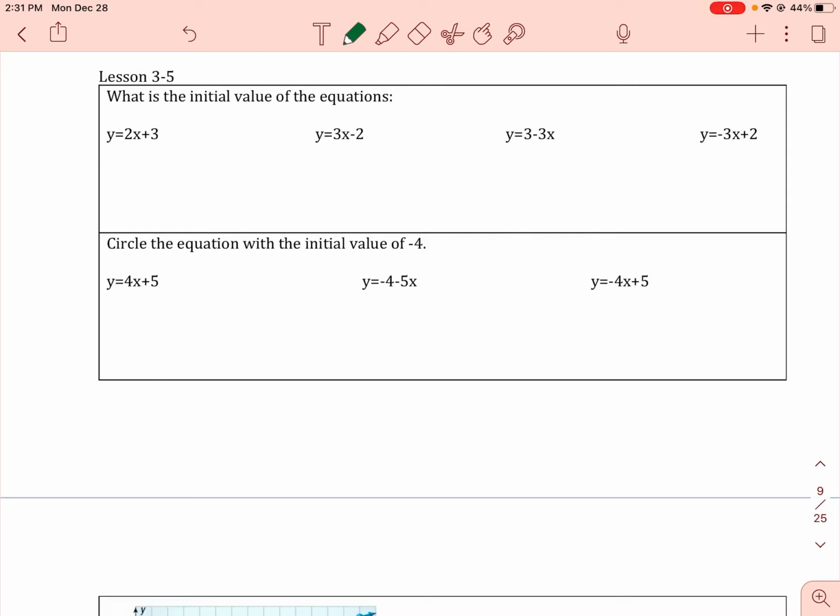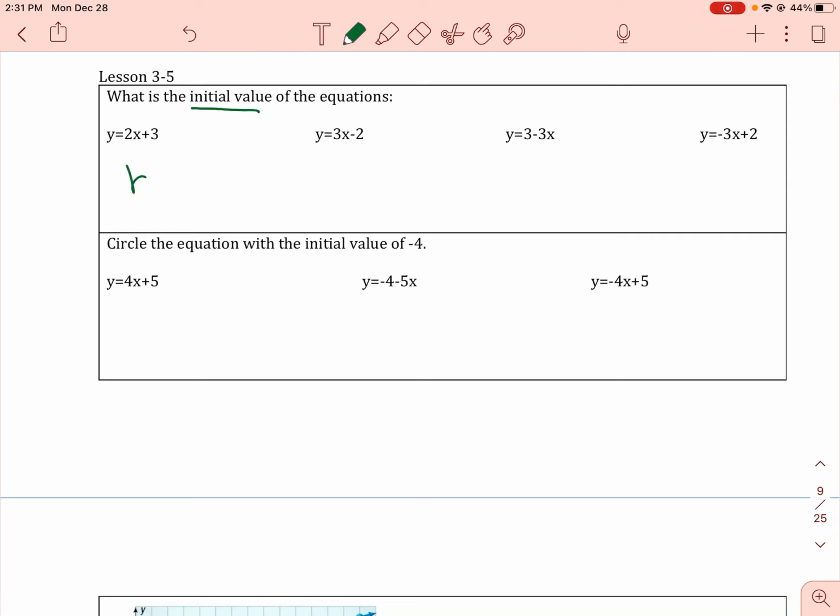Okay, remember unit rate, rate of change, slope, those all mean the exact same thing? Well, now y-intercept and initial value all mean the exact same thing. Initial value, where we start, right? Initial value. What is the value when you start doing something? That is your y-intercept, okay?